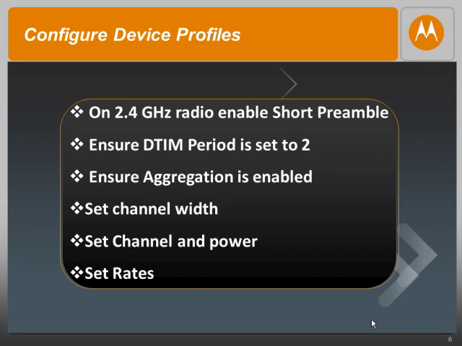The channel and power should be set appropriately. If the test is run in a small lab, it is advised to set the power to the minimum, maybe about 4 dB. And also the rates should be set appropriately. It is advised to disable the B rates when running a throughput test in the 2.4 GHz band.